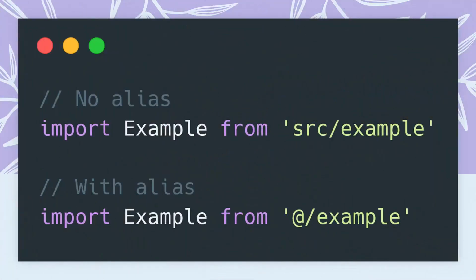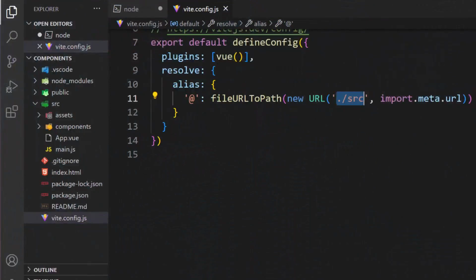Here's an example. Let's say we had a file called example.js. There are two options for importing this file. Firstly, we can type the path to the file. Alternatively, we can replace the source directory with the @ character. Vite will handle replacing this character with the appropriate path. Keep in mind, the alias is only available with Vite. We can't use the alias outside of it. Using the alias is completely optional. That concludes the files in the root directory of our project.